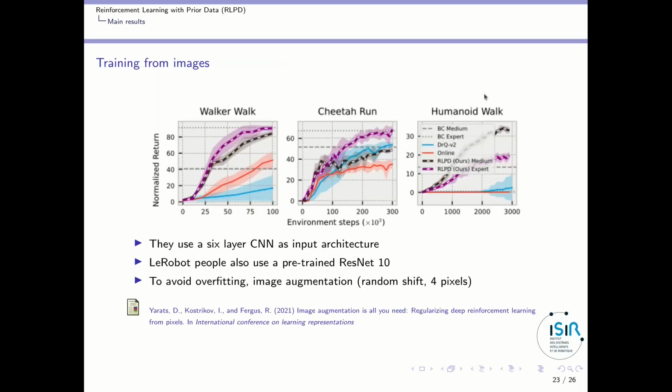They also show that you can train RLPD from images. To do this, they use a 6-layer convolutional neural network as input architecture, and people from the LeRobot repository told me that they can also use a pre-trained ResNet with 10 layers. To make these things work they need to avoid overfitting, so they use image augmentation with random shift of 4 pixels, as this has been popularized by a paper about data augmentation. This paper is quite famous. The title is Image Augmentation Is All You Need.